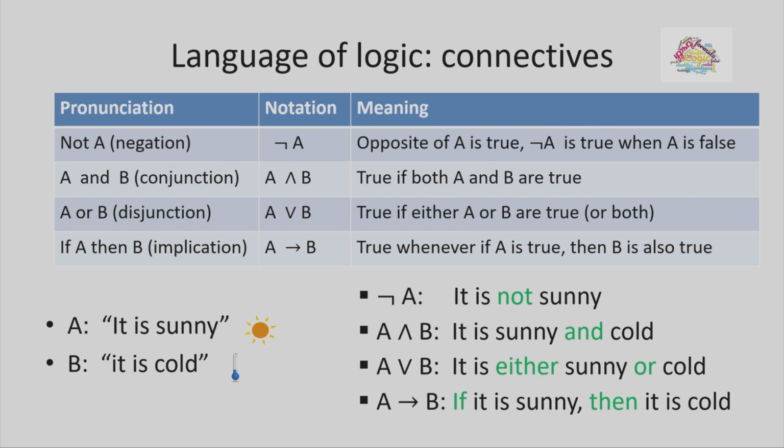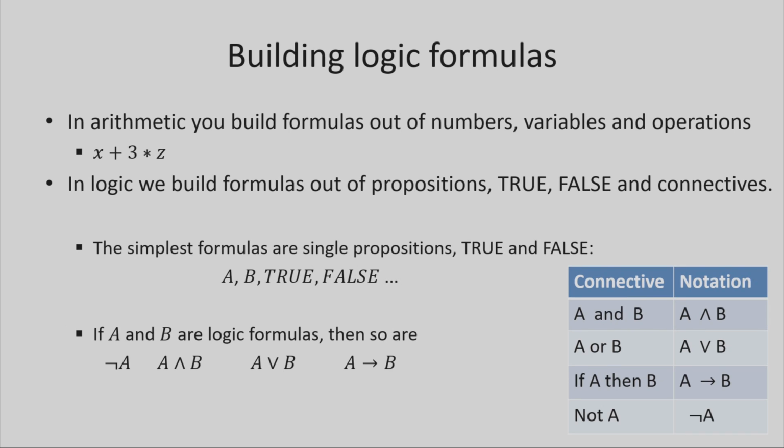Similarly, I write A and B for the sentence it is sunny and cold. I write the sentence A or B for the sentence it's either sunny or cold or both. It could be a nice winter day when sun is shining and the temperature is below 0. Finally, I could say if it's sunny, then it's cold, which is something that can happen in the winter. The days that are nice and bright tend to be colder than the days when we get a bit of fog and rain.